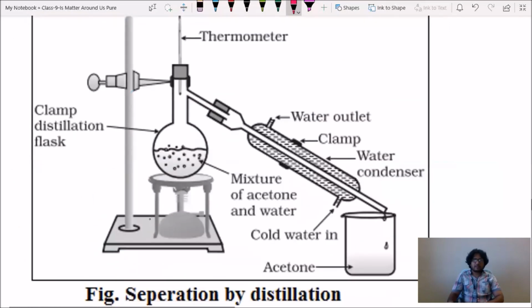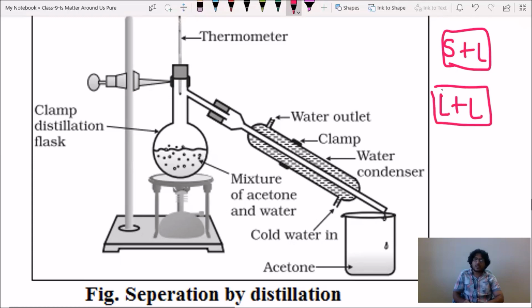Same diagram. So round bottom flask, here not only salt and water. So I told you solid plus liquid. Not only solid and liquid, guys, you can use a liquid plus liquid mixture also to separate by using this distillation. Let us take an example of a mixture of acetone and water. Acetone will be in liquid state, water will be in liquid state, and both are liquids.